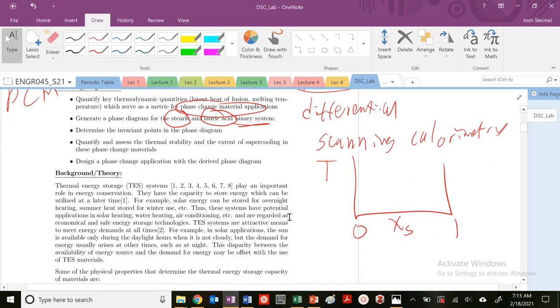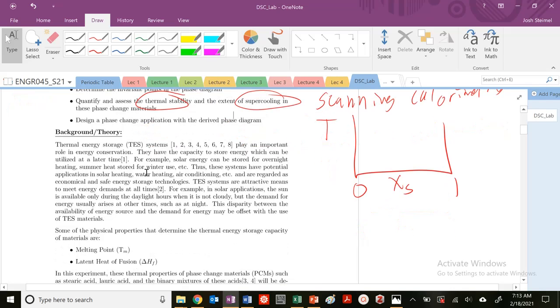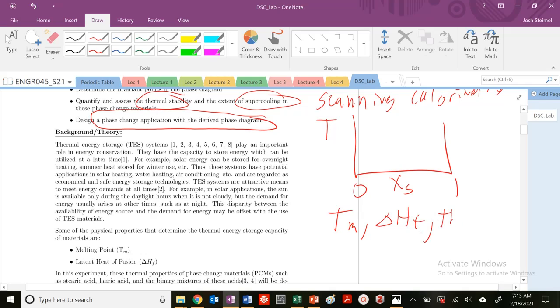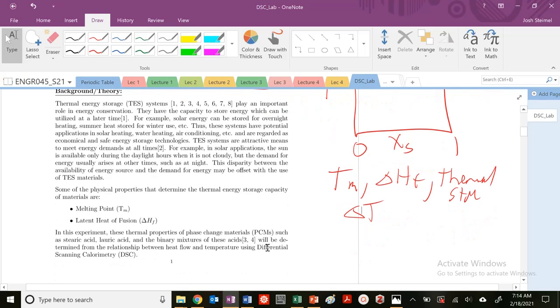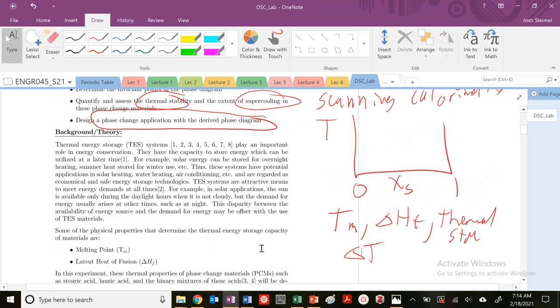We're going to figure out what compositions and properties are desirable for phase change materials. We're also going to look at the thermal stability of materials and the extent of supercooling. The whole point of this poster is that you're going to design a phase change application with this phase diagram and these other thermal properties: the melting temperature, the enthalpy of fusion, the thermal stability, which is a quantitative value, and delta T, the degree of supercooling.